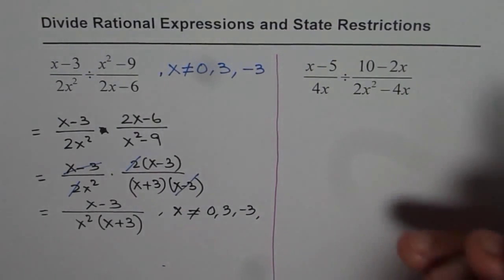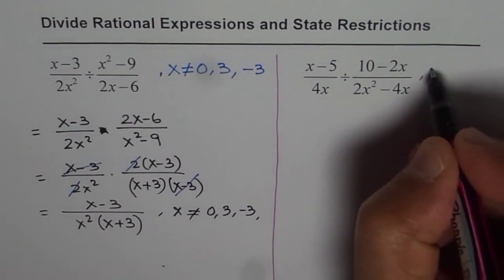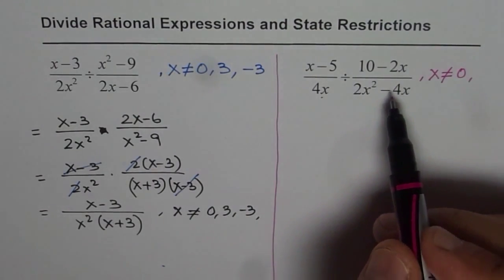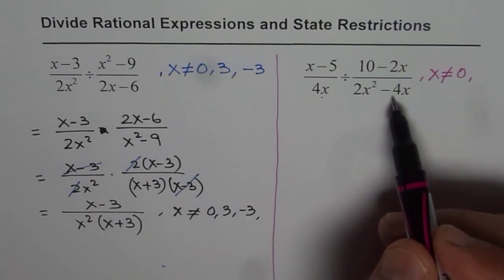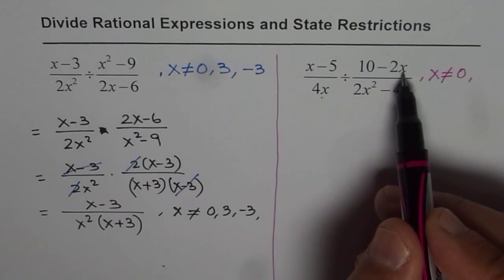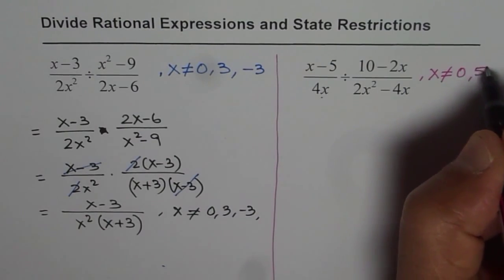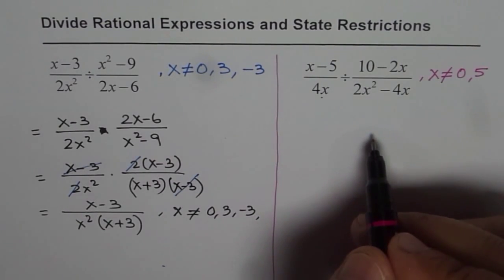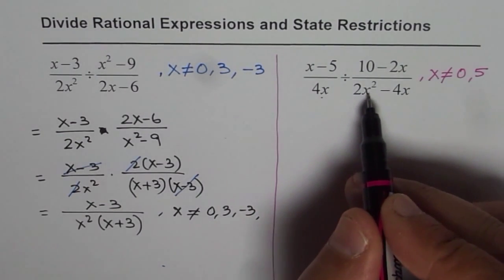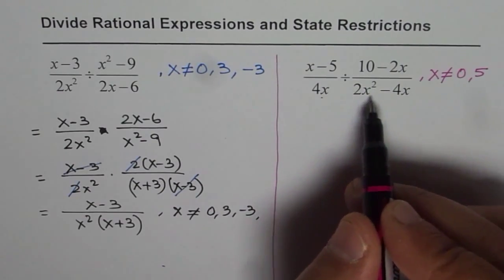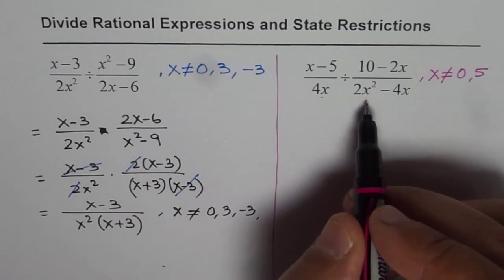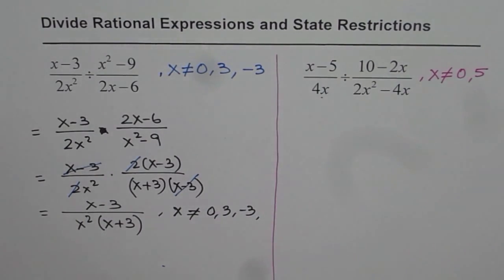So as I said, let us start with writing restrictions. So restrictions are that x is not equal to 0. Restrictions for both numerator and denominator in the case of the divisor. So 10 minus 2x will be 0 for x equals 5, which is not allowed, and the denominator will be 0 for, if you take 2x common, right? So x is not equal to 0, plus we will have, let me write down in factored form, then we'll add these restrictions.